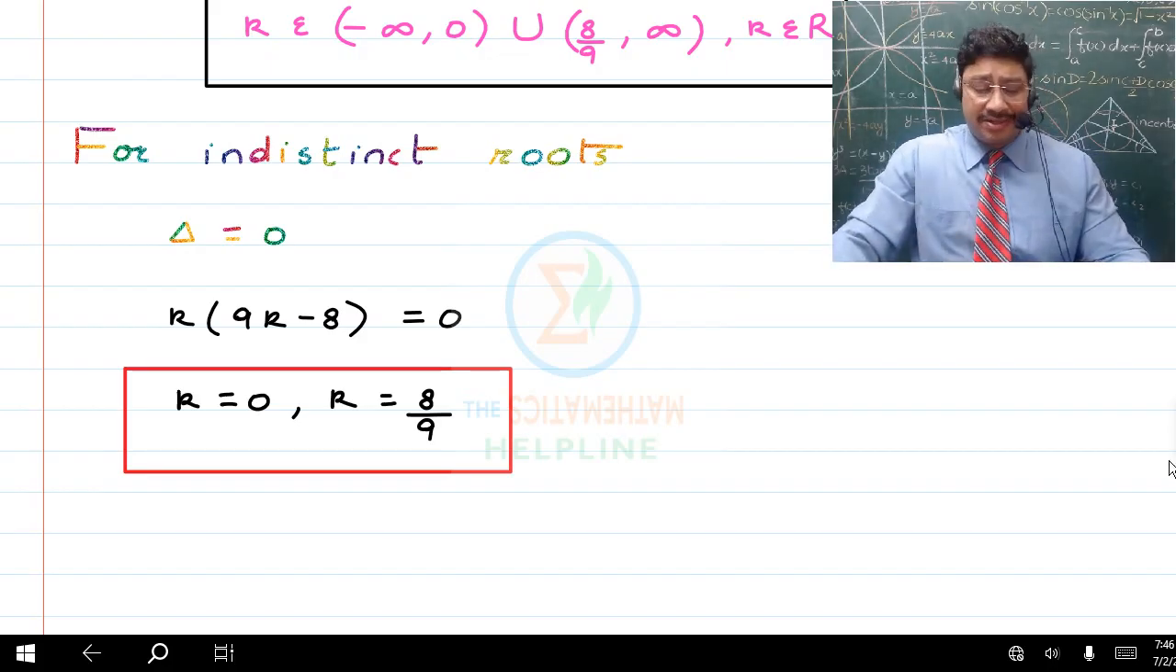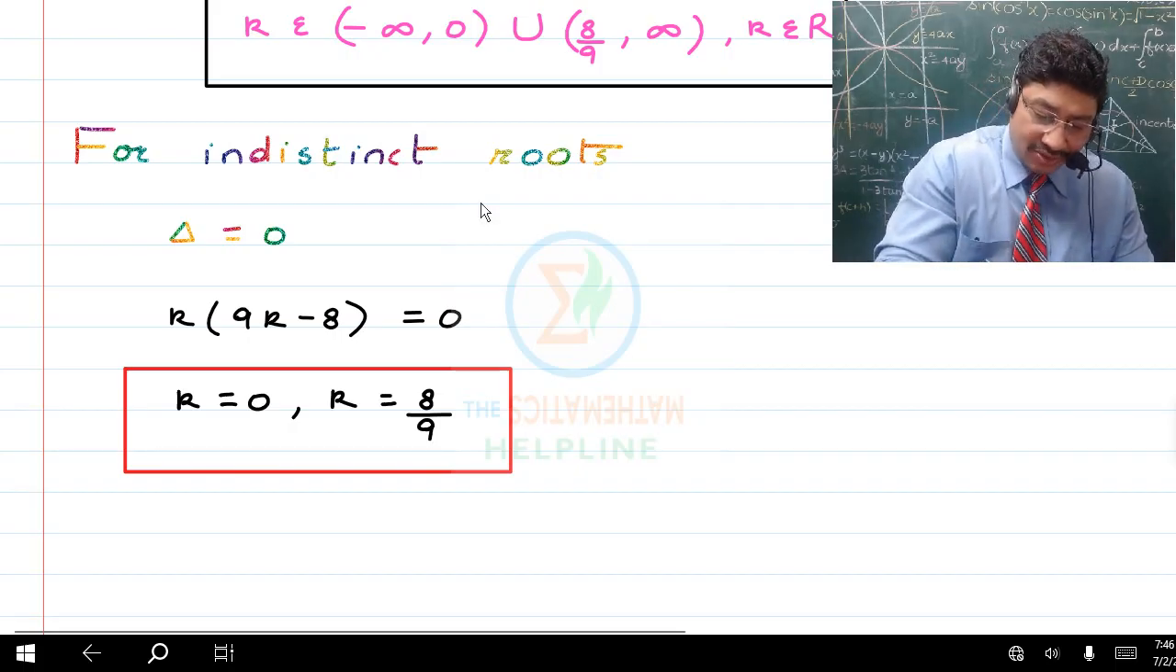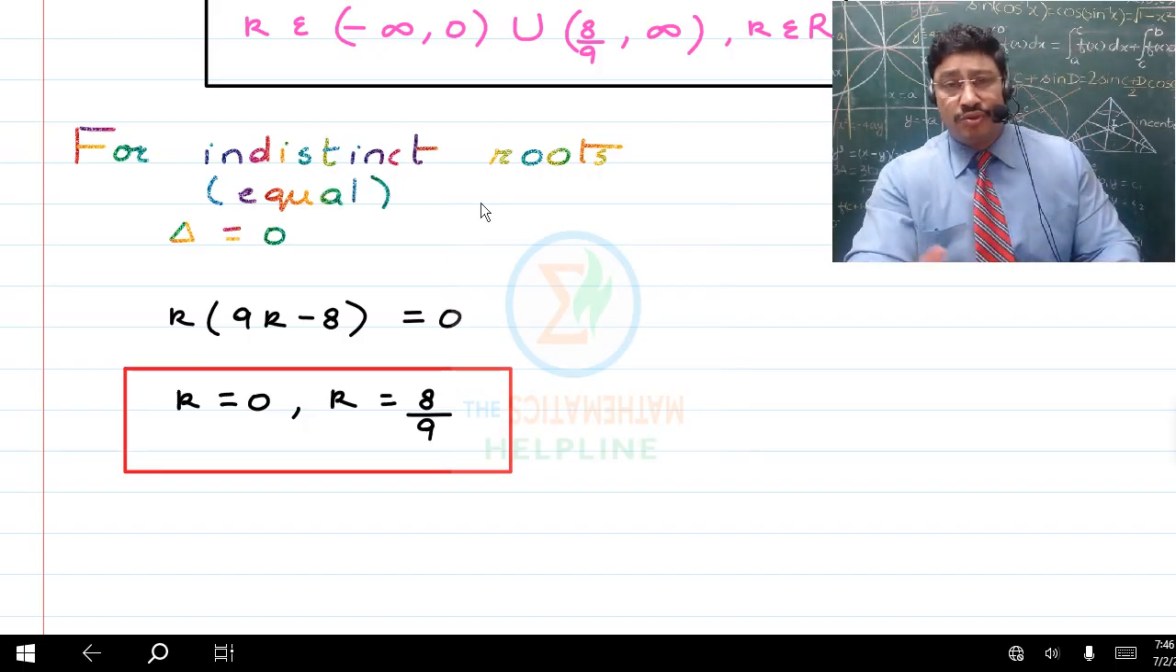Okay, so now children, next we will quickly discuss the second part, as the first part has already been discussed. For indistinct roots, it actually means equal roots. So another way of telling this is we are actually wanting to find out equal roots. Obviously equal roots will be the ones which will be indistinct, because you won't be able to distinguish between the two, right? And that is only possible when delta is equal to 0.